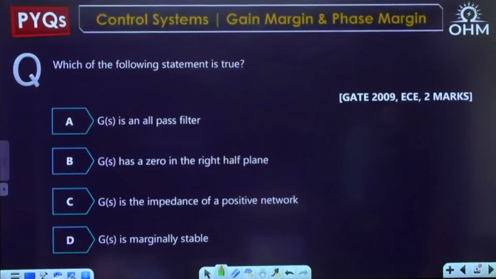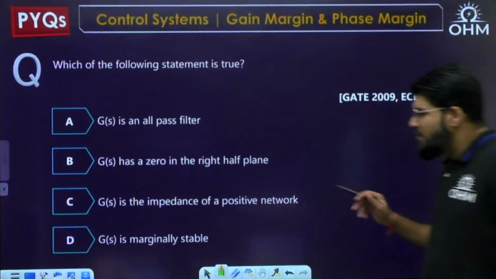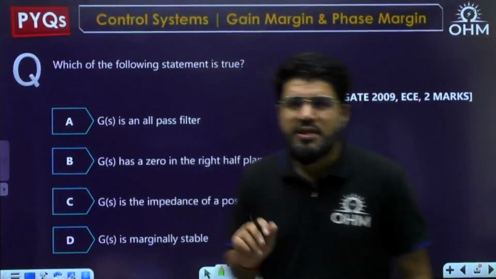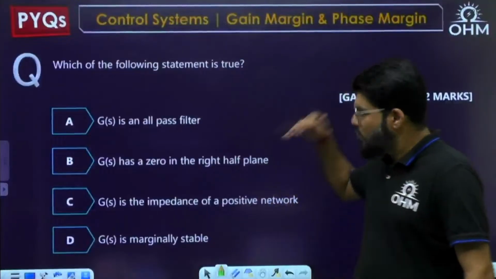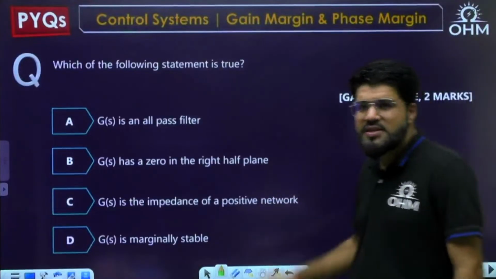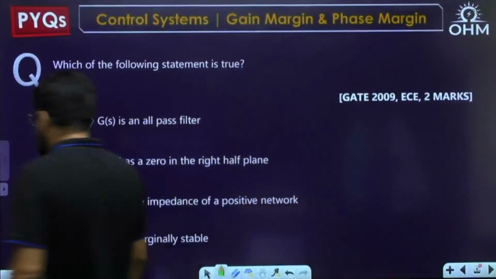Which of the following statements is true? G(s) is all pass, it has a zero in the right half S plane, it is the impedance of a positive real network, it is marginally stable. Whether or not it has a zero in the right half of the S plane, let me use the Nyquist criterion to conclude. My main focus is gain margin and phase margin, so I'll give you the answer of this by our previous class concept.